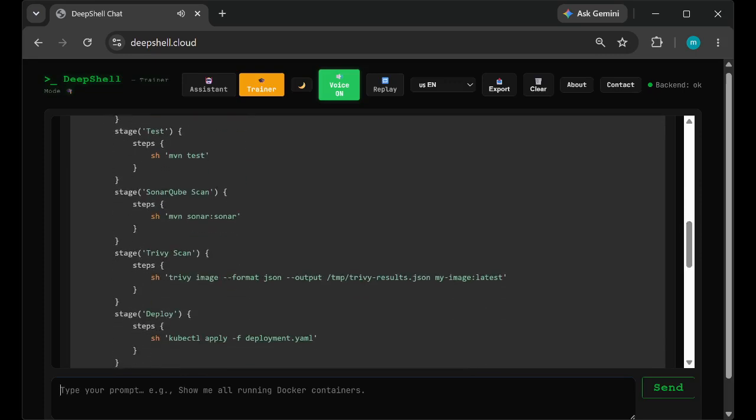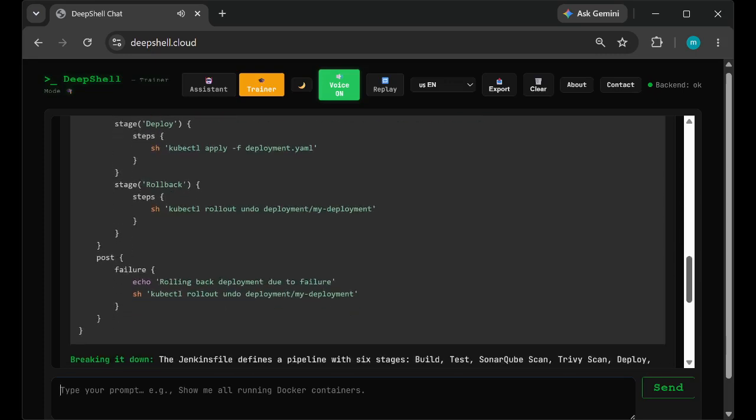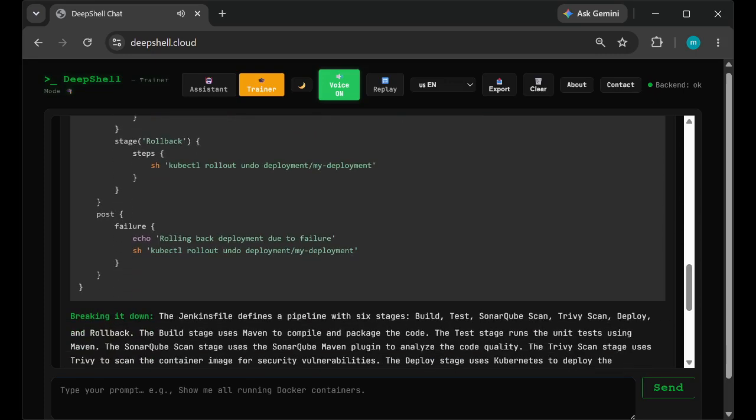The Trivy scan stage uses Trivy to scan the container image for security vulnerabilities. The deploy stage uses Kubernetes to deploy the application. The rollback stage is used to roll back the deployment in case of failure. The post section defines a failure handler that rolls back the deployment if any stage fails.